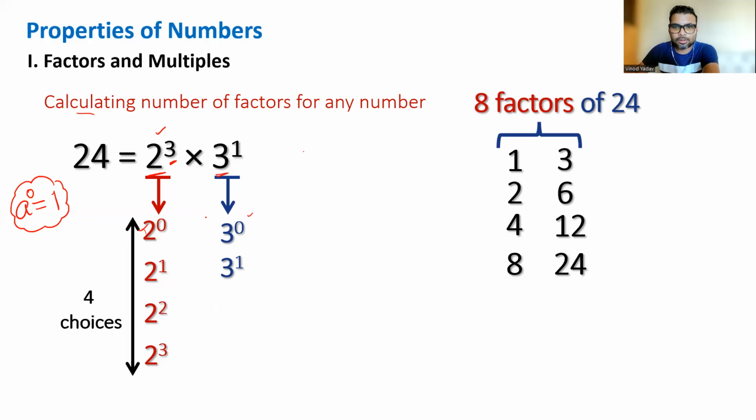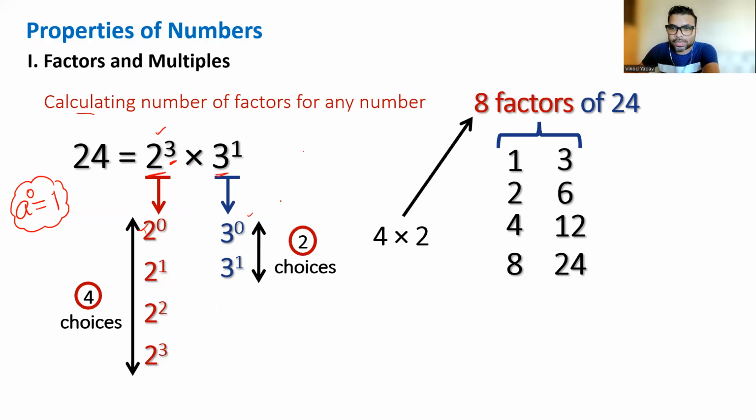Cool. So overall, we had 4 choices here, 2 choices here. So put together, we have 4 into 2, that is 8. This is the smart logic. Step number 1, prime factorize. I am repeating it again. Add 1 to every power and multiply.